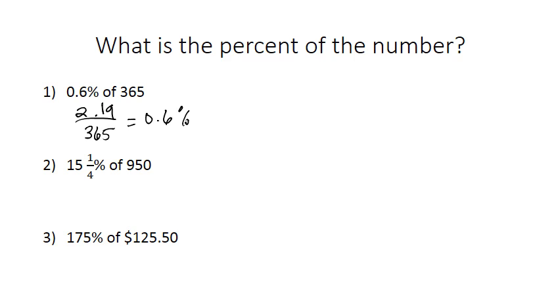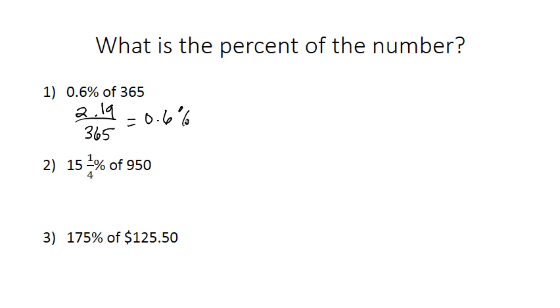Now I'm going to check that this answer is right. To check that it's right, we need to find out what percentage of 365 2.19 is. So to do that, I'm going to divide 2.19 by 365, and it gives me 0.006. And if I convert that to a percent, I need to move the decimal over twice, and that gives me 0.6%. So I know I got my answer right. That was a longer way to do it.